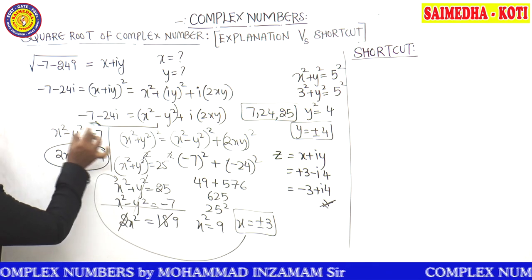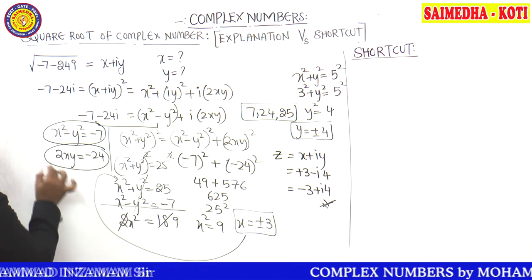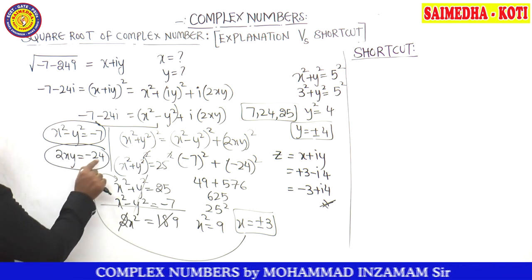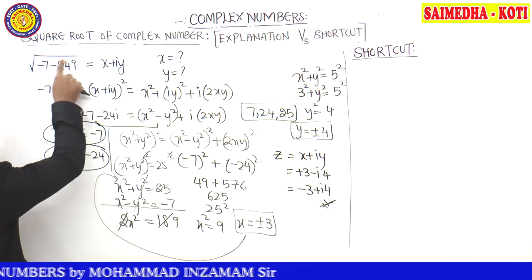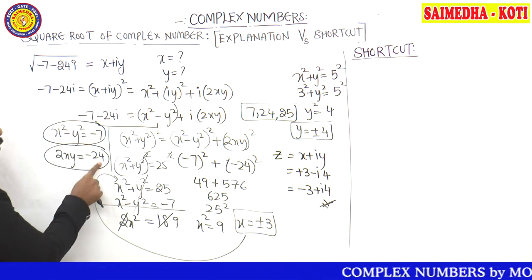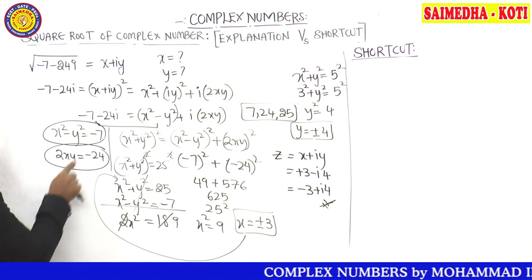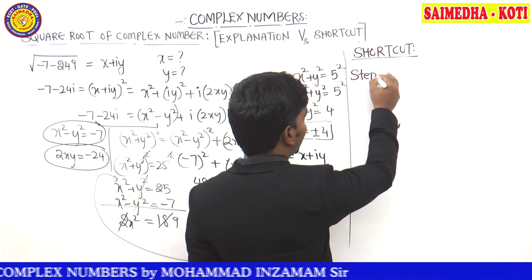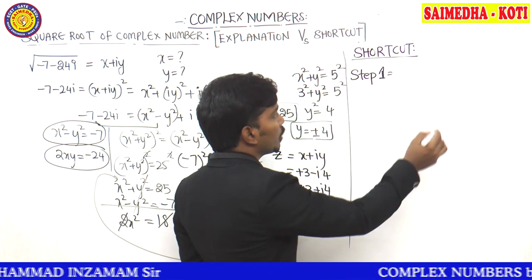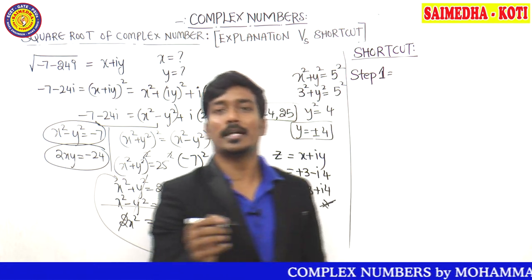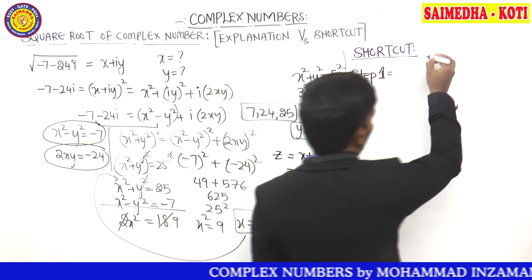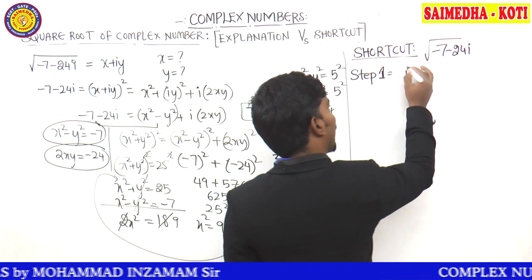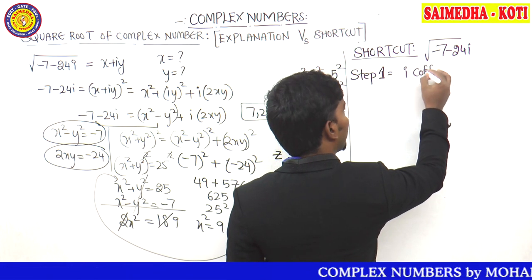That is, we have solved x square minus y square equal to minus 7 and 2xy equal to minus 24 by the formula itself. So what you need to remember is, what is the I coefficient here, guys? Minus 24. What is the value here? You have got minus 24. So the I coefficient is none other than 2xy only. So step 1, whatever the question is given to you, you need to solve it in such a manner that the first step is I coefficient divided by 2. The question given is what? Minus 7 minus 24i. So the first step is I coefficient divided by 2.